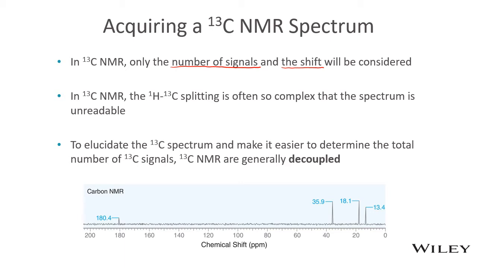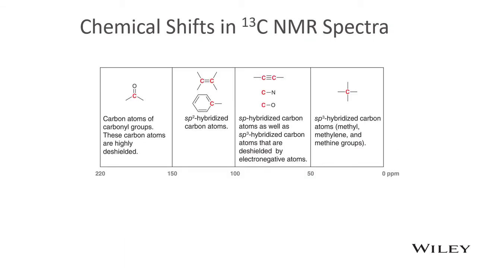In general, we count the number of peaks to help us figure out how many different types of carbons we have in the molecule. As far as the chemical shifts in carbon NMR, whenever we're working with sp3 hybridized carbons, they tend to come out at the lowest ppm. They are the most shielded types of carbon atoms. Next, we have sp hybridized carbon atoms as well as sp3 hybridized carbon atoms that are attached to electronegative atoms. Those electronegative atoms as well as the sp hybridization increase the chemical shift to about 50 to 100 ppm.